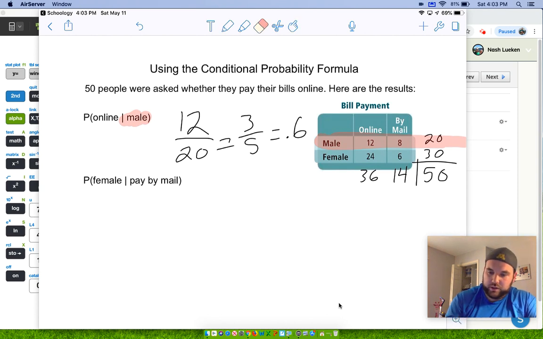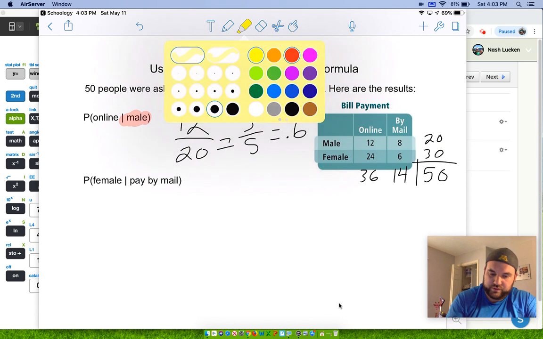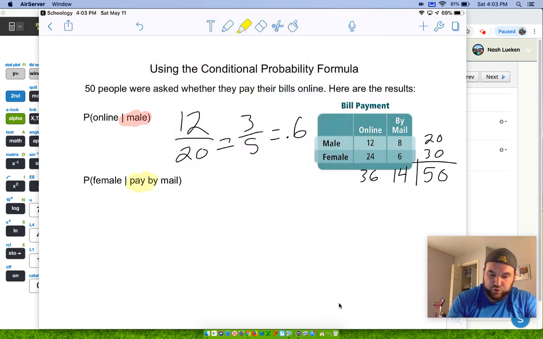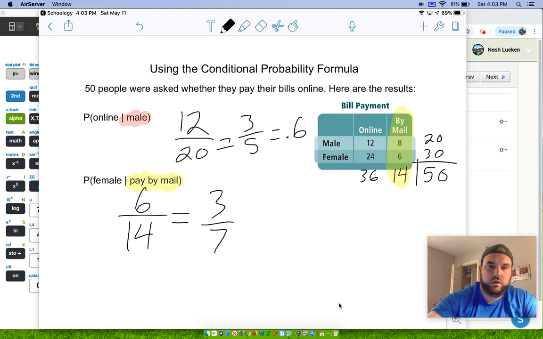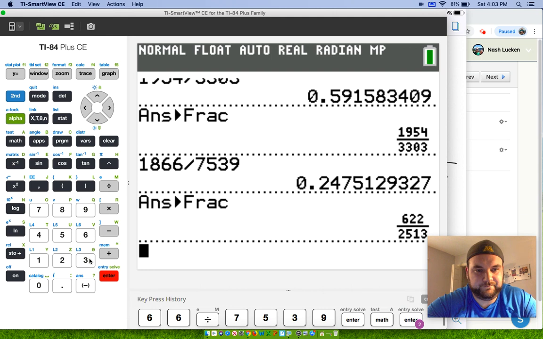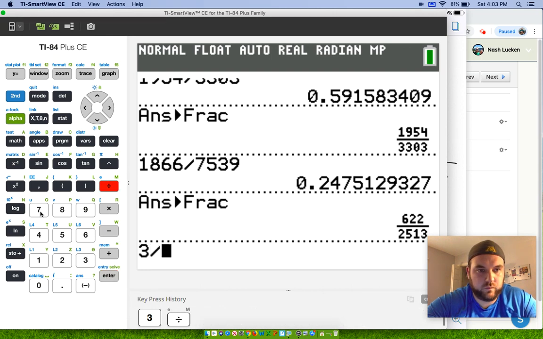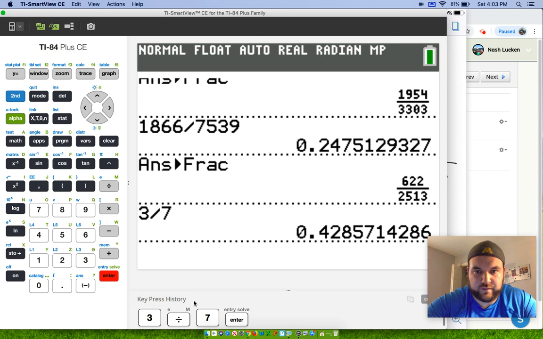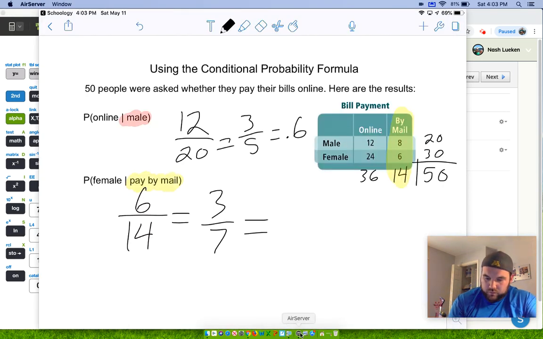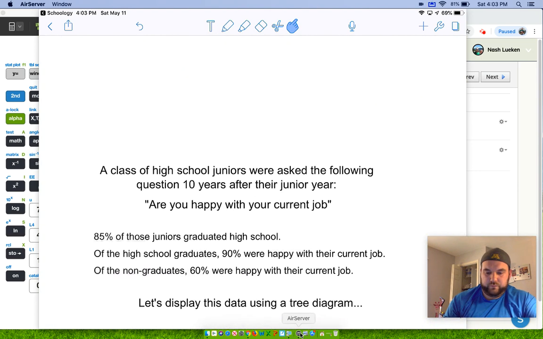And then what is the probability that I choose a female, given that they do use the snail mail to pay? So given that they pay by mail, is 14 out of 14. 6 of those are female, so that's 3 out of 7, which is 0.4285, so 0.429. Okay, so there's that.